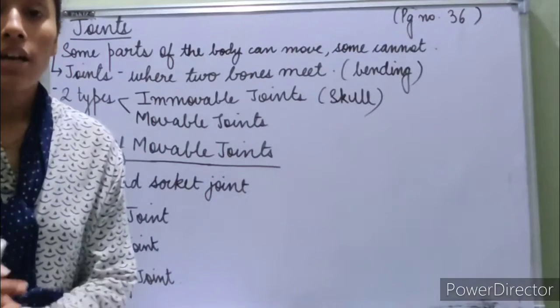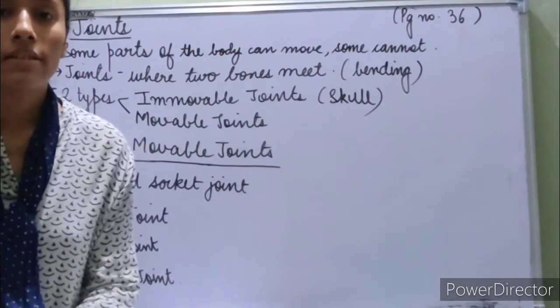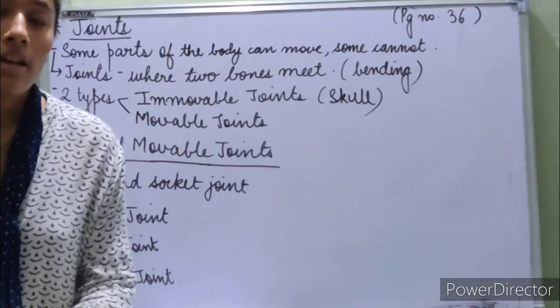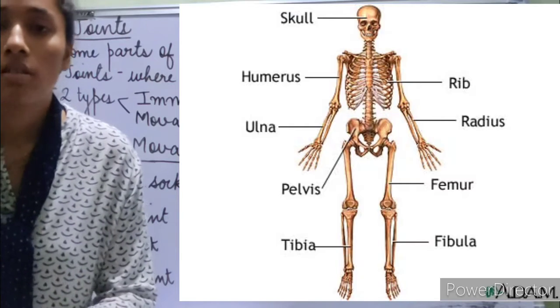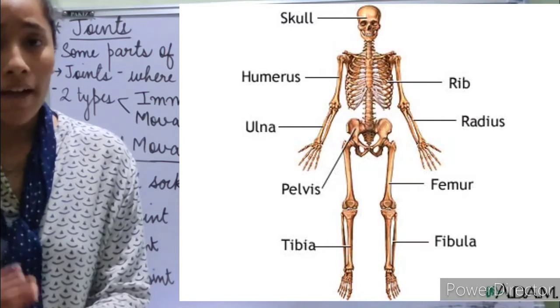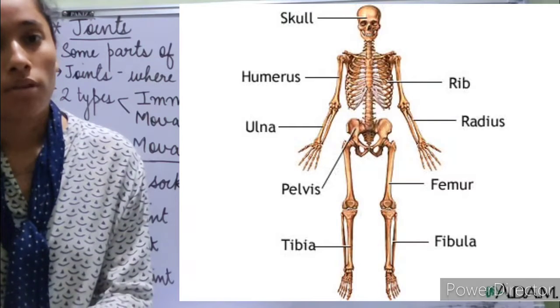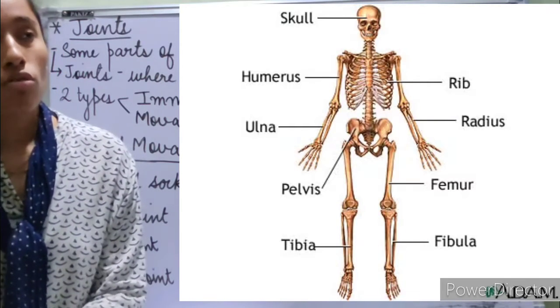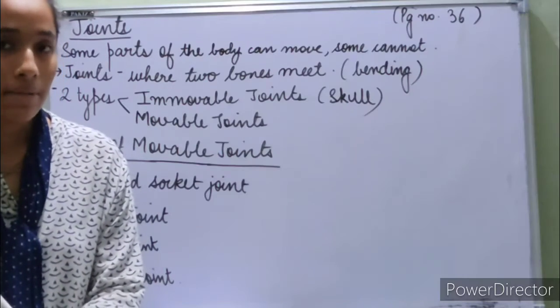Good morning students. In the last class we learned about the human skeleton, the parts of the human skeleton and different parts like the skull, the girdles, the backbone, that is also known as the spine. We learned about the rib cage, the limbs. So these are the different parts of the human skeleton that we learned about.